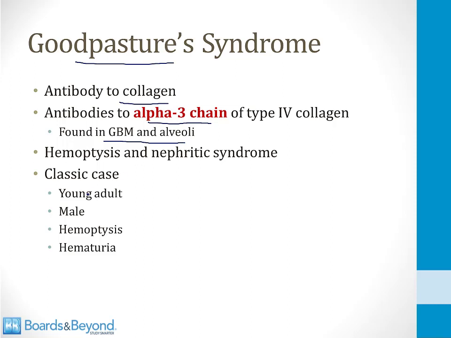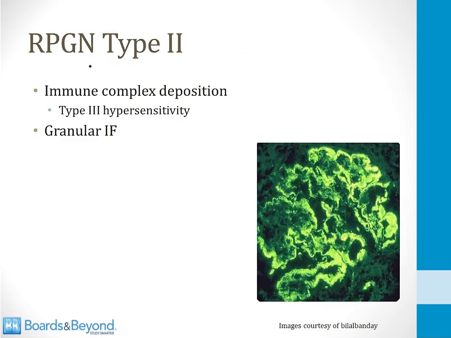So the classic case is a young adult male, which is the most common demographic, who presents with hemoptysis and hematuria. That person has antibodies to the alpha-3 chain of type 4 collagen, and that person has Goodpasture syndrome. Now we'll talk about type 2.